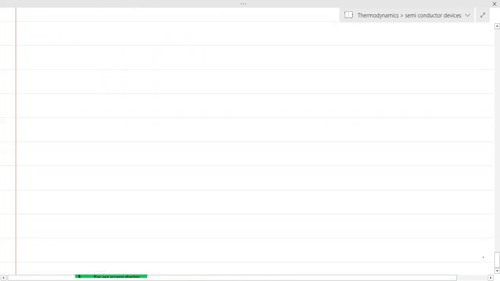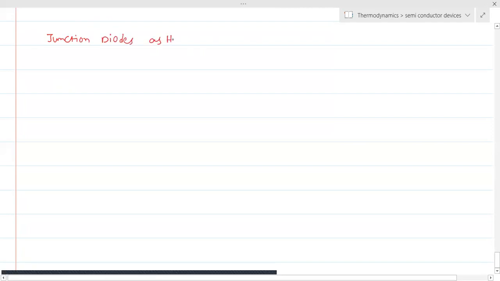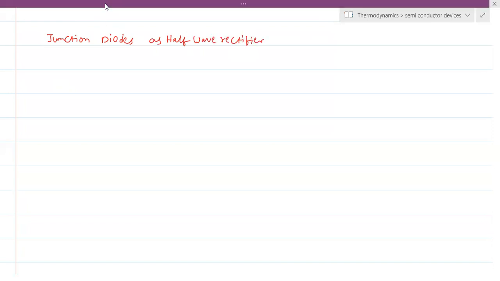Now here we will see how the PN junction diode acts as a half wave rectifier. Junction diode as a half wave rectifier.